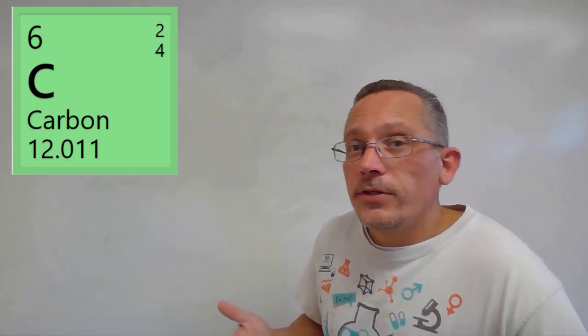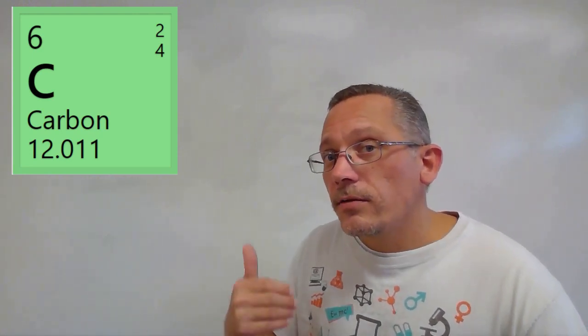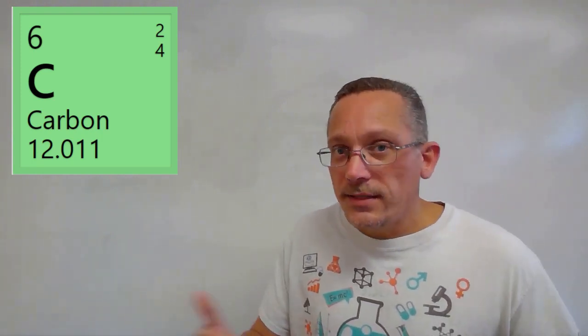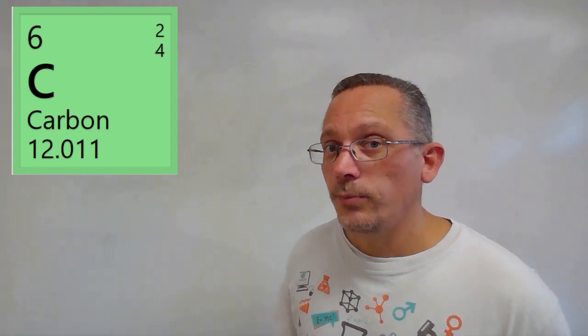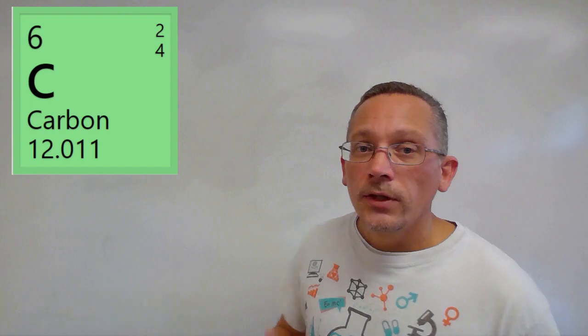Atoms can have different numbers of neutrons. Carbon, for example, could have 6 neutrons. It could also have 8 neutrons, right? They can have different numbers. Atoms of that same element that have different numbers of neutrons are called isotopes. We'll learn more about isotopes later on. But for now, we can't easily tell how many neutrons there are in an atom.